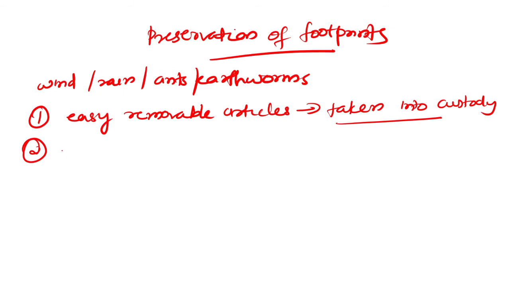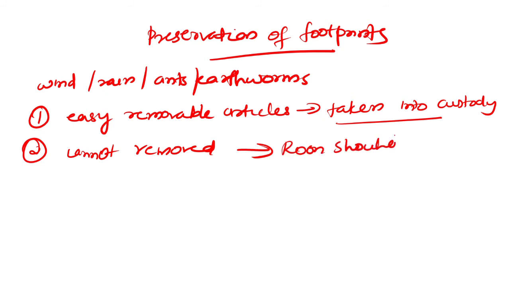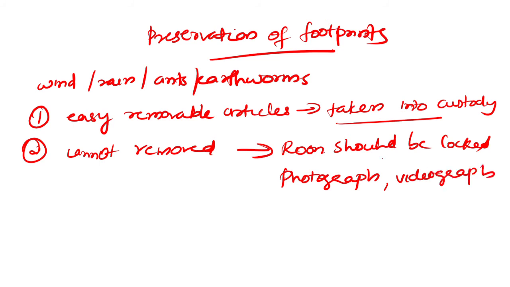Then second is that if the prints are inside the room and cannot be immediately removed, what we have to do? If it is in a room, the room should be locked, or you can take photograph, videograph it. Then if these things are not possible, the places containing the footprint should be covered with pots.